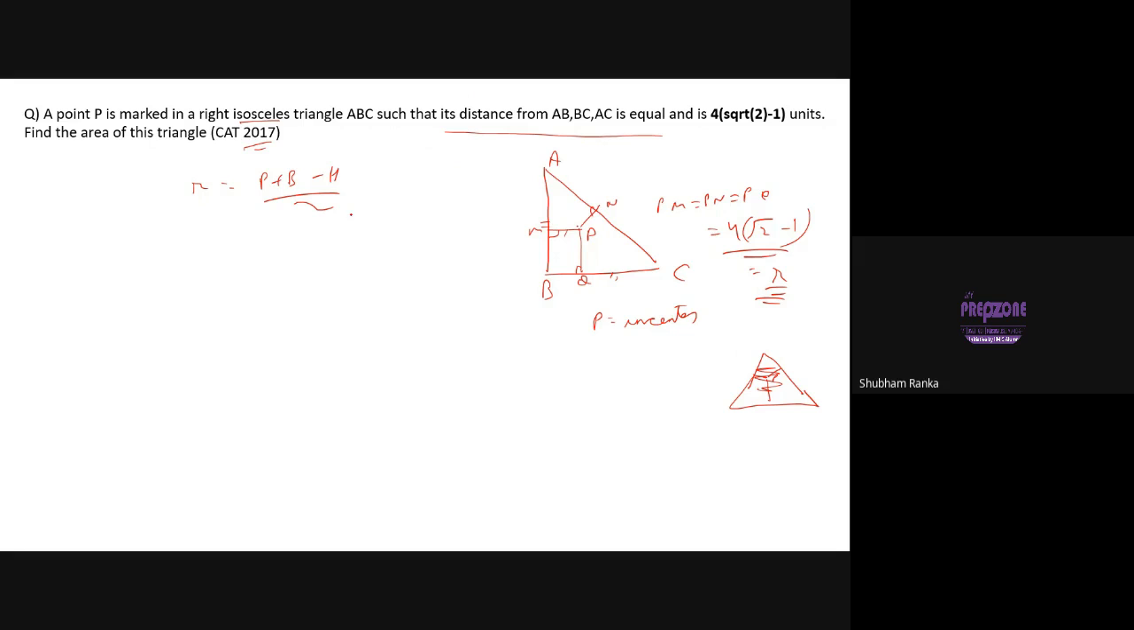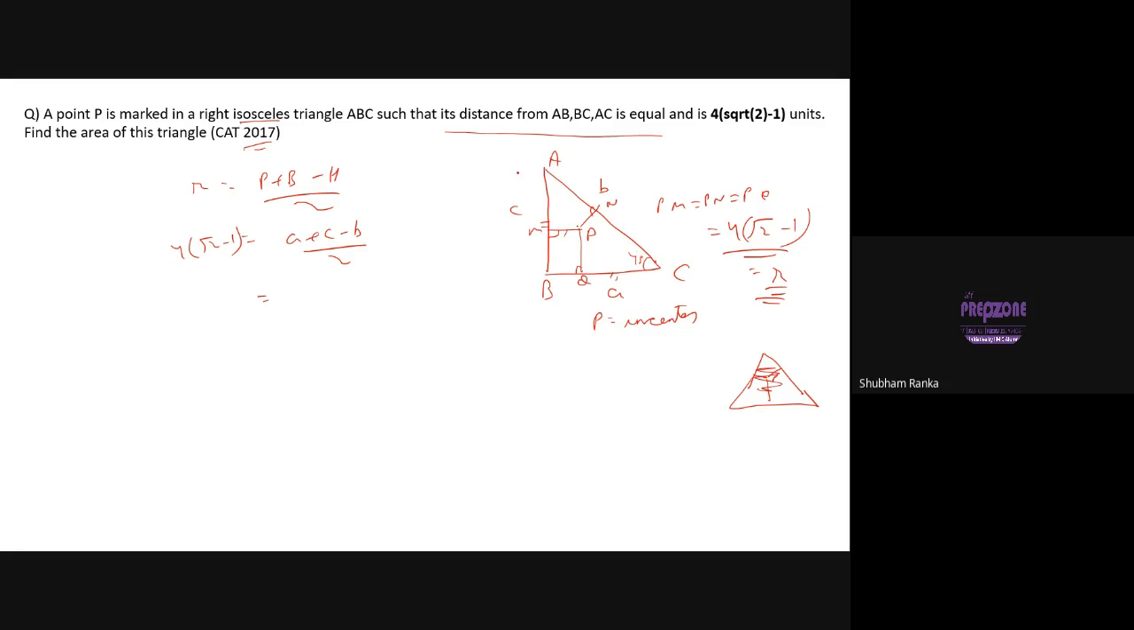If I denote, in our typical notation, opposite to C is C, opposite to A is A, and opposite to B is B. So this is basically (A plus C minus B) by 2, which is 4 into root 2 minus 1. But here A is equal to C. And since it's a right angle isosceles triangle, what else can we figure out? Isosceles triangle means this will be 45 degrees.